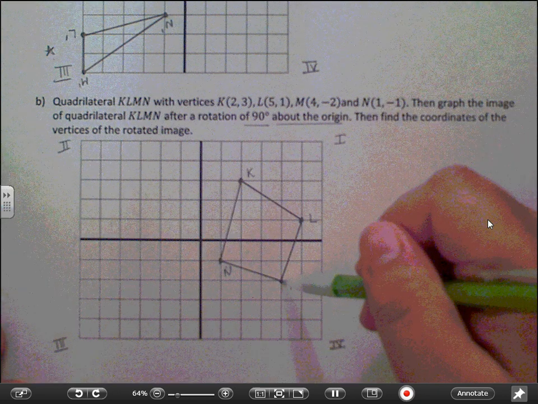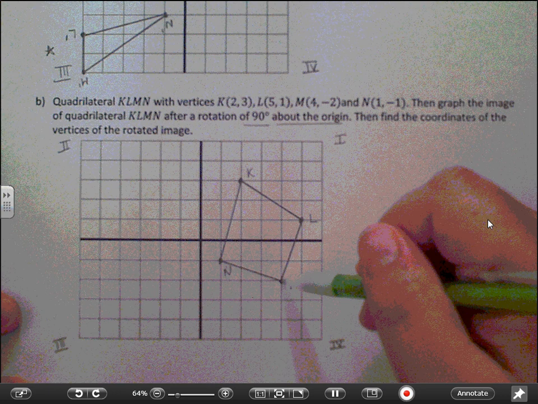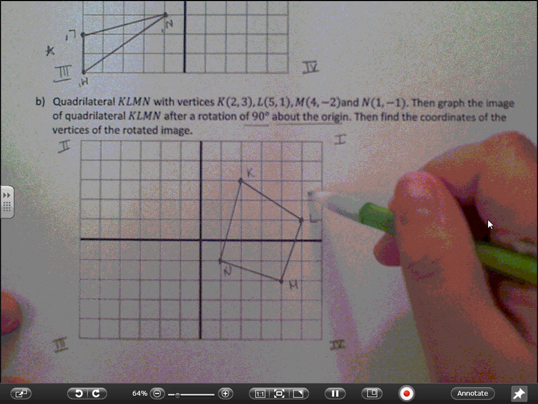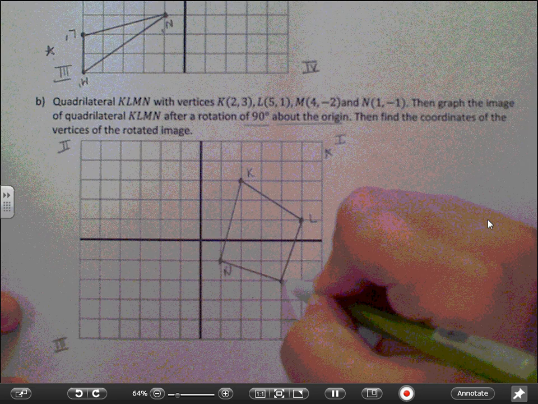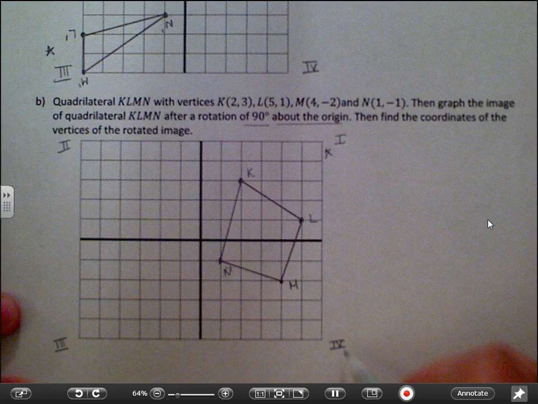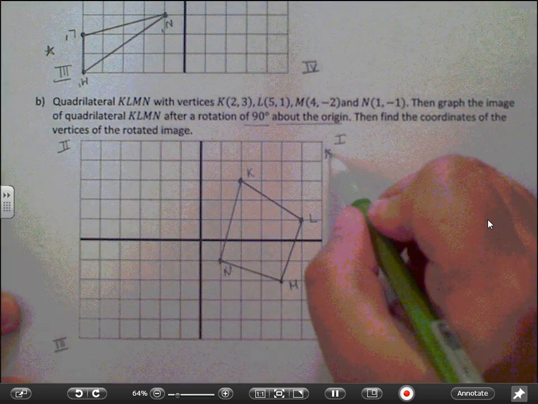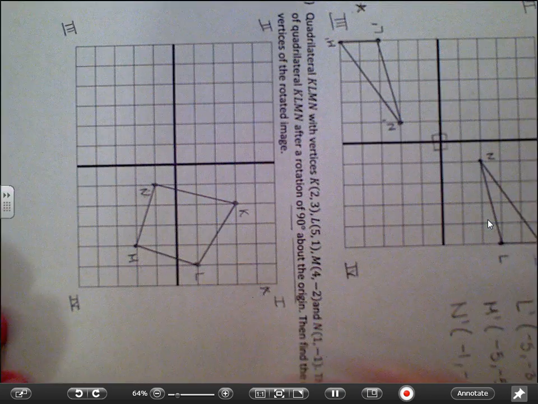So if I'm focusing on point M, and I want to rotate this 90 degrees, it moves only one quadrant. So I'm going to star this quadrant. I need point M to move to this quadrant. Notice how point M is in quadrant 4. That means I have to rotate the paper until the star is in quadrant 4. So now the star is in quadrant 4, my new pretend quadrant 4.